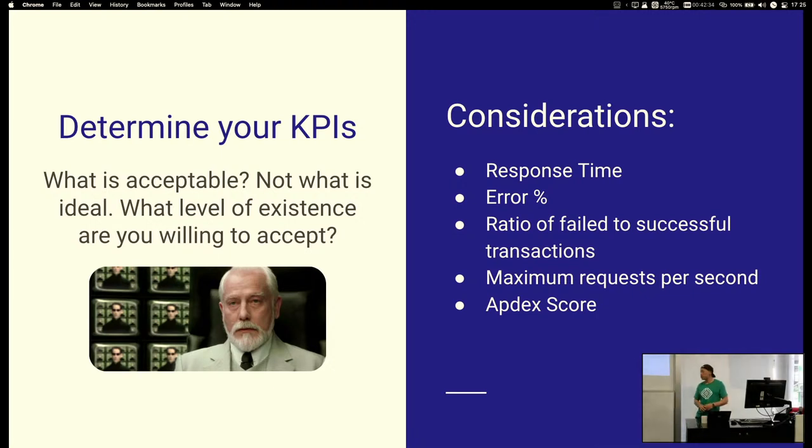So, some things to consider, obviously, response time, error percentage, the comparison between successful and unsuccessful requests, number of requests per second. There is an industry scoring heuristic that's used also called Apdex score. That's unique to each organization. So that's something you may want to ask them as well.